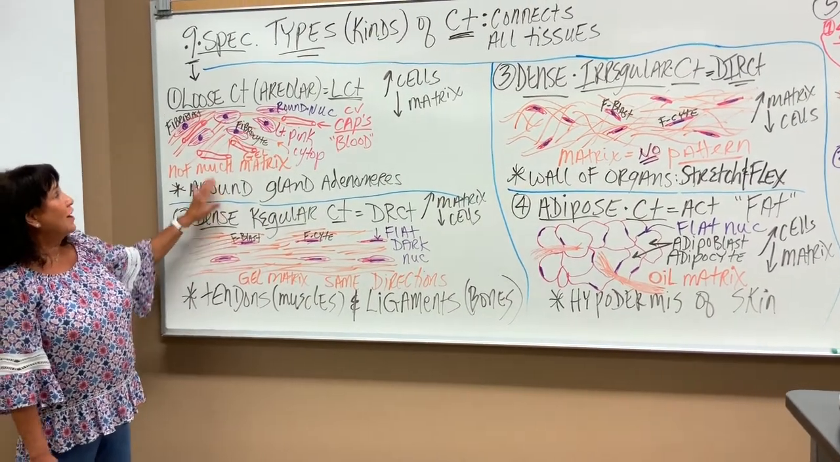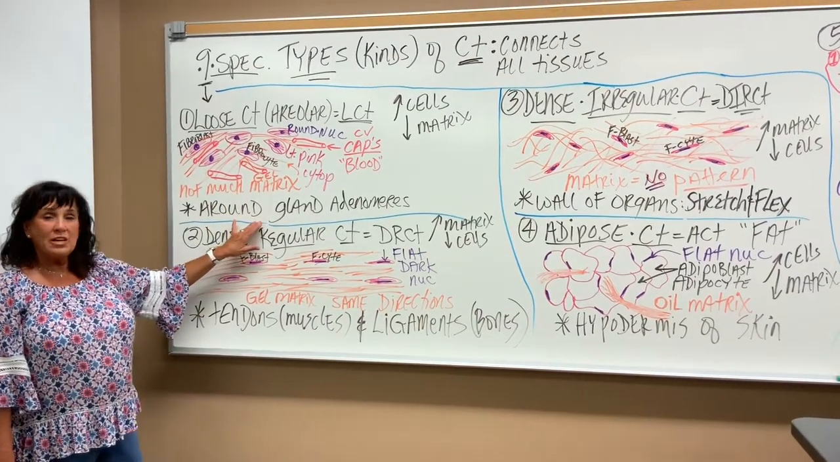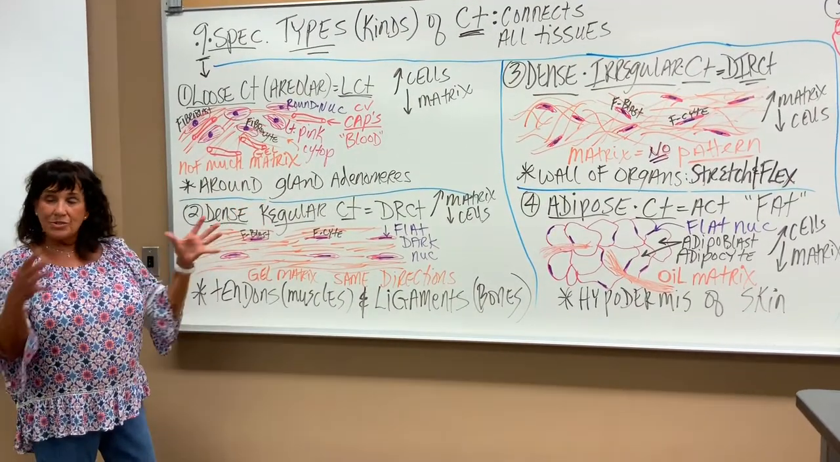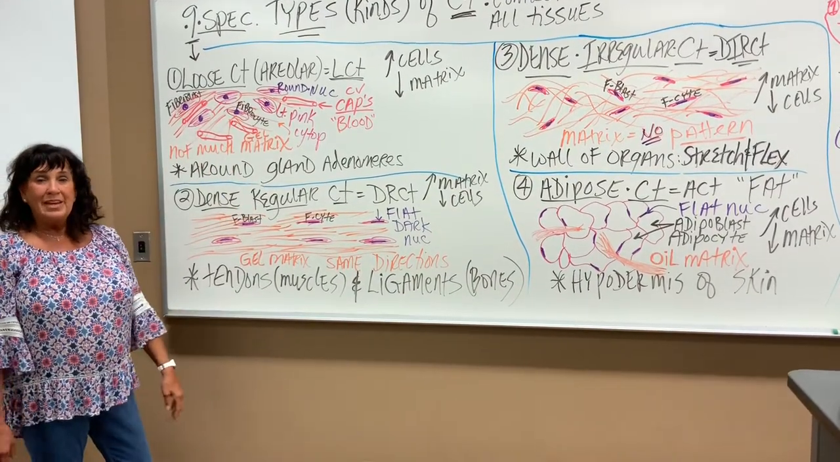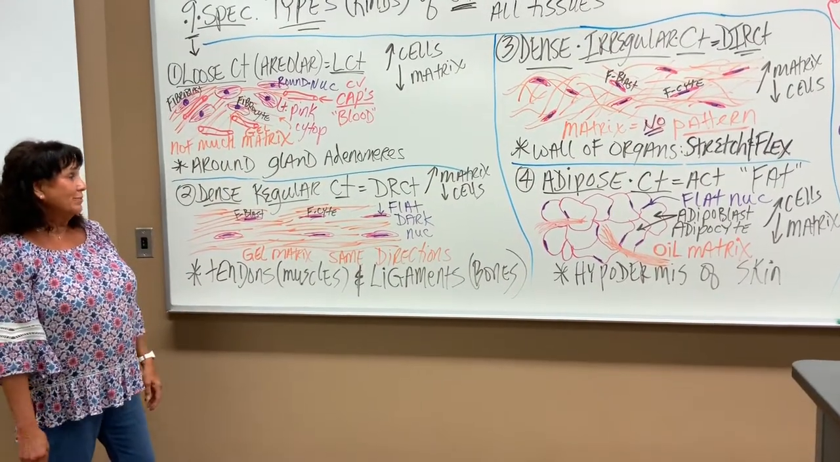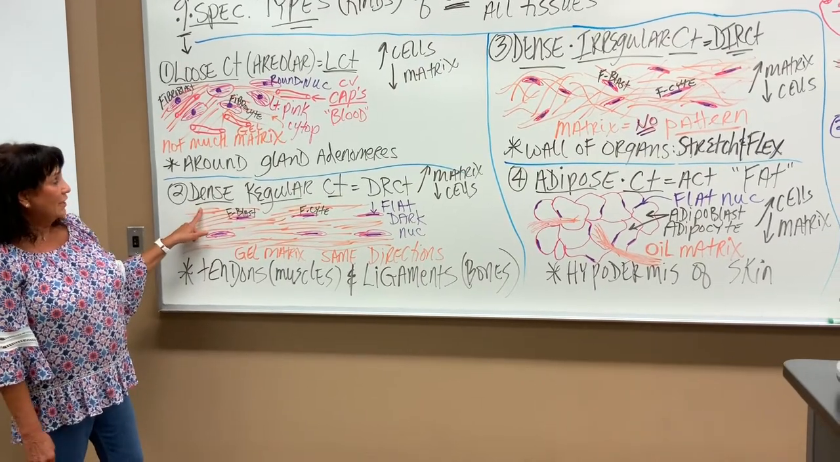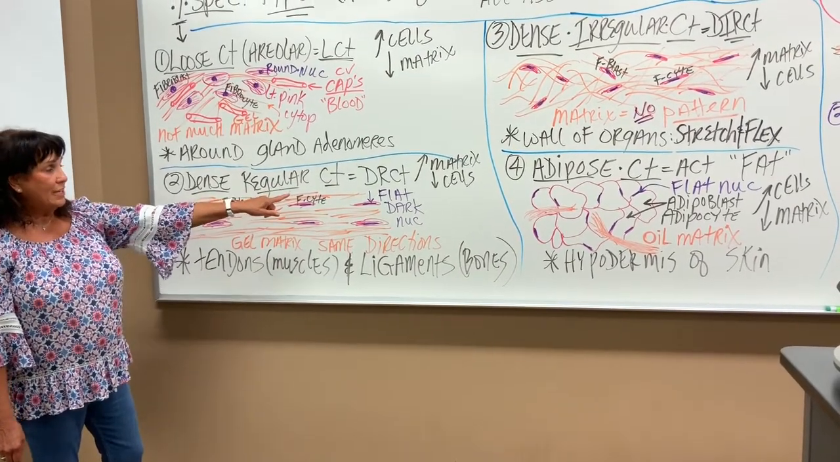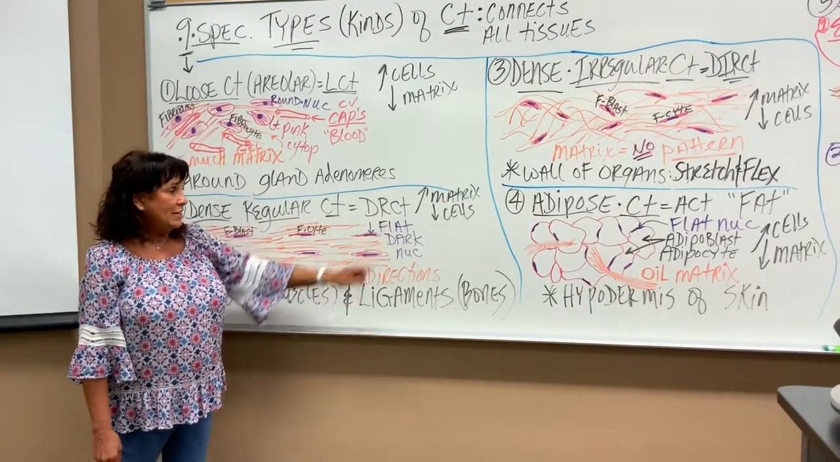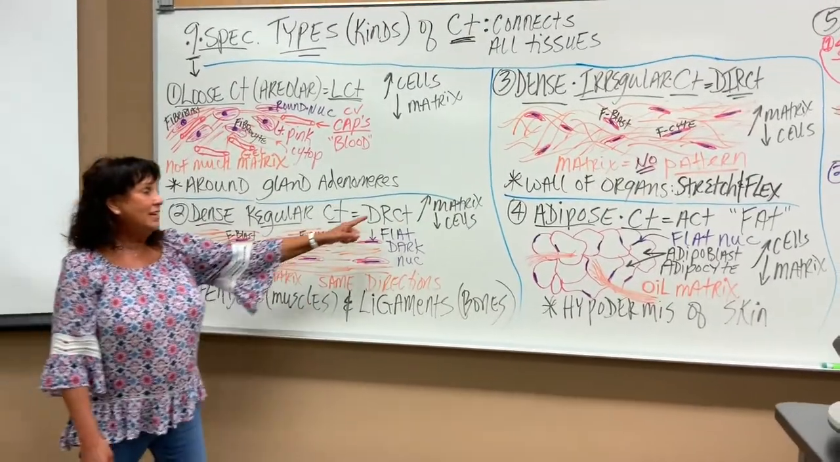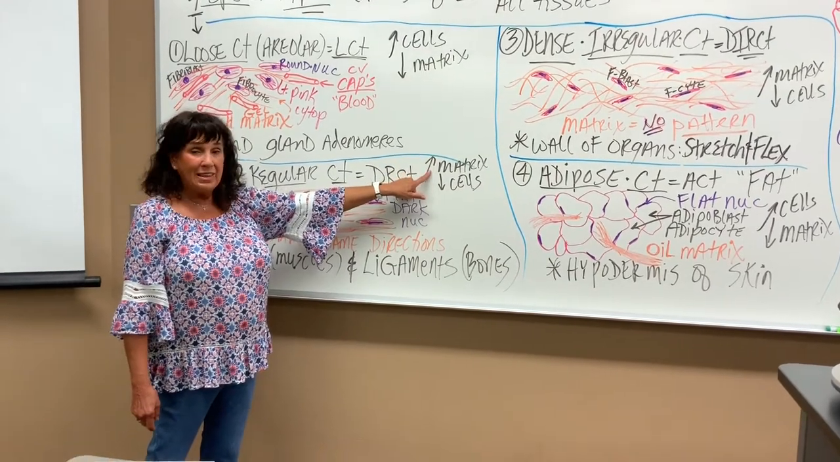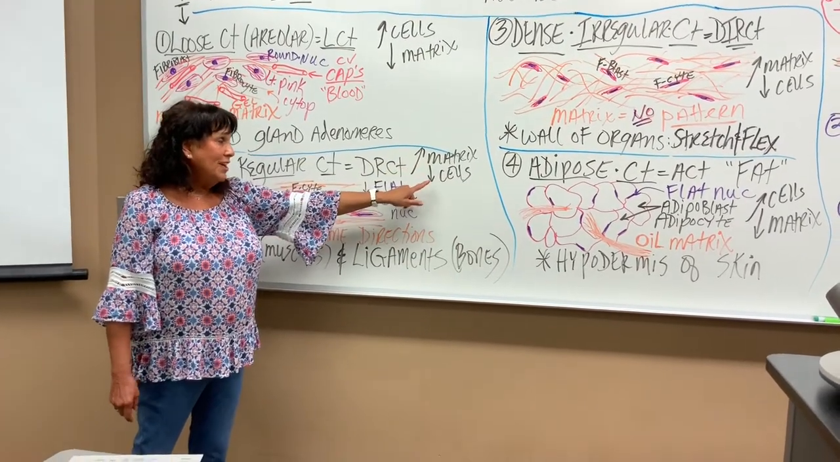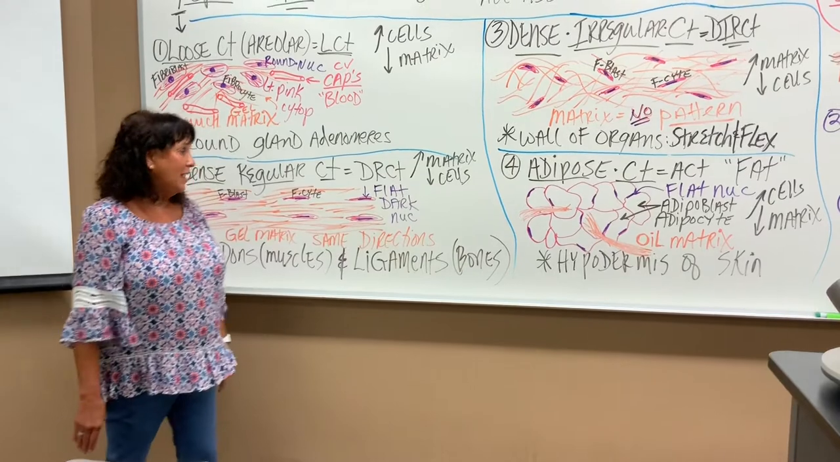So where do you find loose CT? Usually around the gland adenomeres, around the end pieces. They're loaded with loose CT around them, and in the wall of many organs, okay? So our second kind is called dense regular CT. DRCT is its abbreviation, and it has lots of matrix. When I draw an arrow up, it means high levels of matrix, not so many cells, okay?